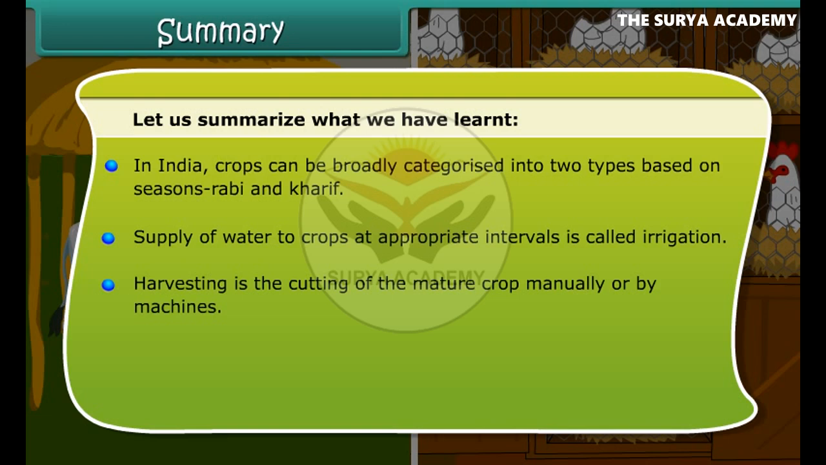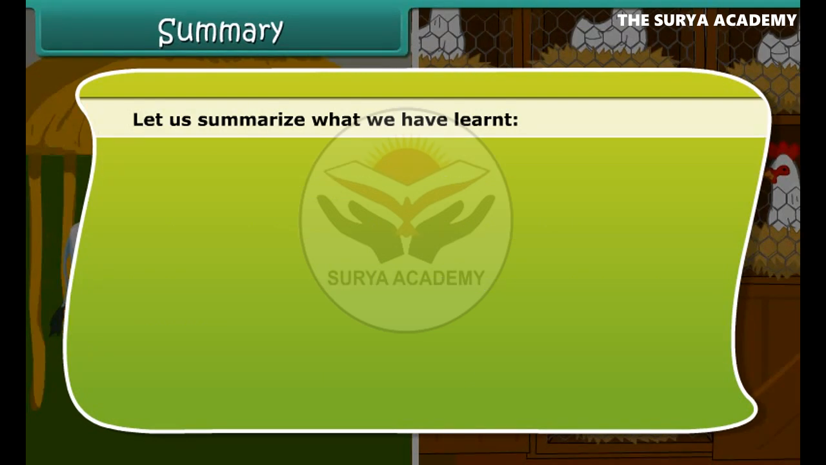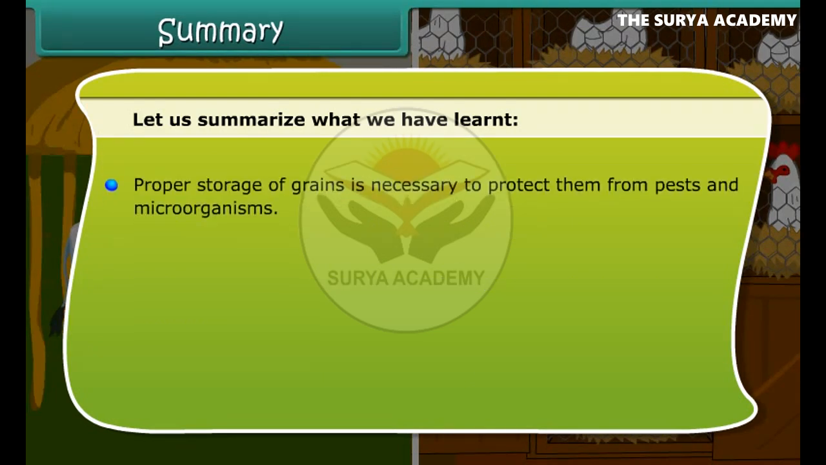Harvesting is the cutting of the mature crop manually or by machines. Separation of the grains from the chaff is called threshing. Proper storage of grains is necessary to protect them from pests and microorganisms. Animal husbandry.